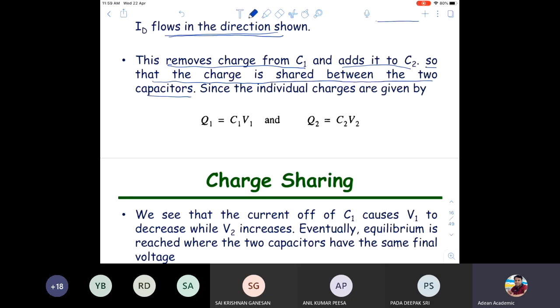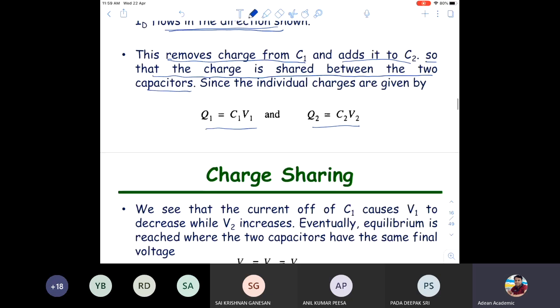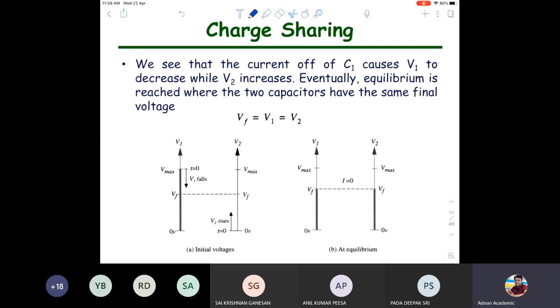Actually, Q1 is equal to C1 V1 and Q2 is equal to C2 V2. These are individual charges. But now V1 is becoming Vf, V2 is also becoming Vf after charge sharing. Initially it is Q1 equal to C1 V1, Q2 equal to C2 V2, but V1 and V2 both are equal to Vf. Therefore, we write this. We see that the current from C1 causes V1 to decrease while V2 increases. Eventually, equilibrium is reached where the two capacitors have the same final voltage.